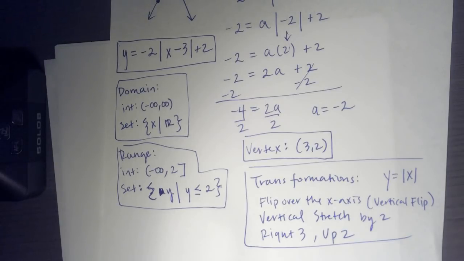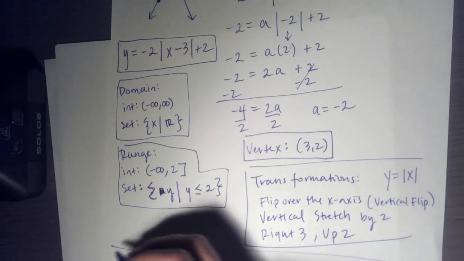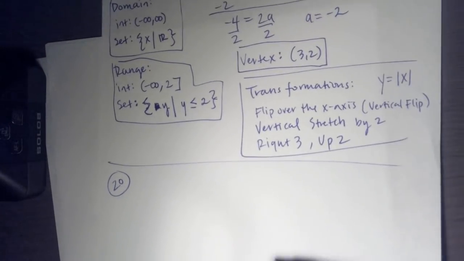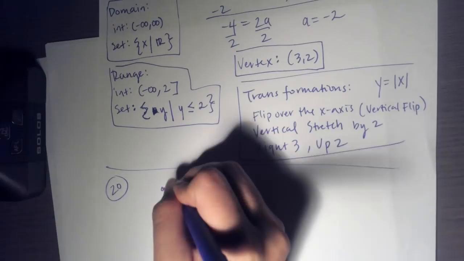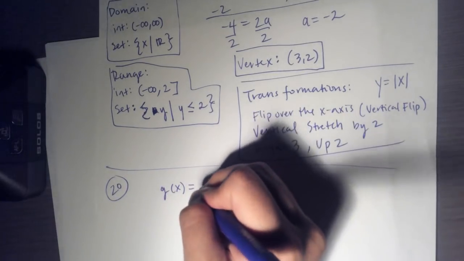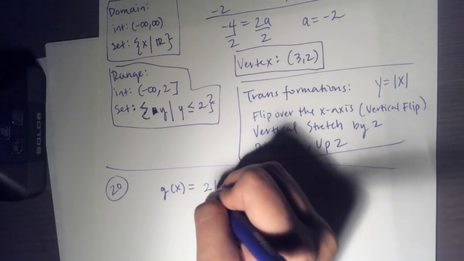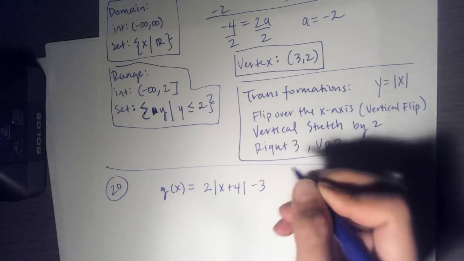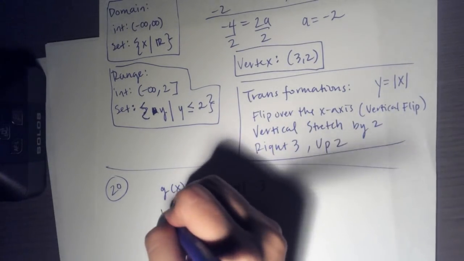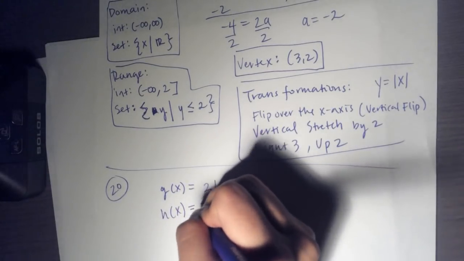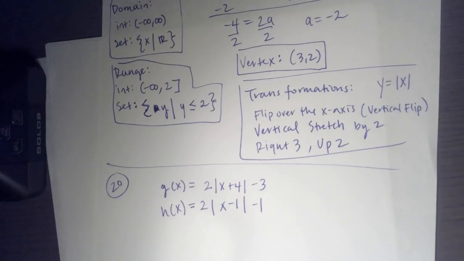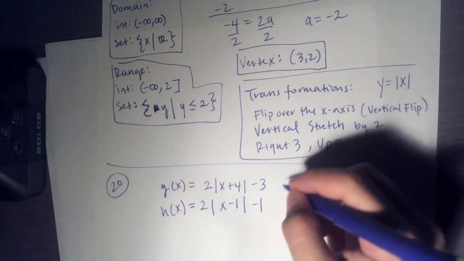All right, so let's look at 20, which one's also kind of tricky on this review. You have a g function, they just have different names. Your first function is g. It's 2 times the absolute value of x plus 4, minus 3. And then h of x equals 2 times the absolute value of x minus 1, minus 1. And they're asking, how did it go from g to h?